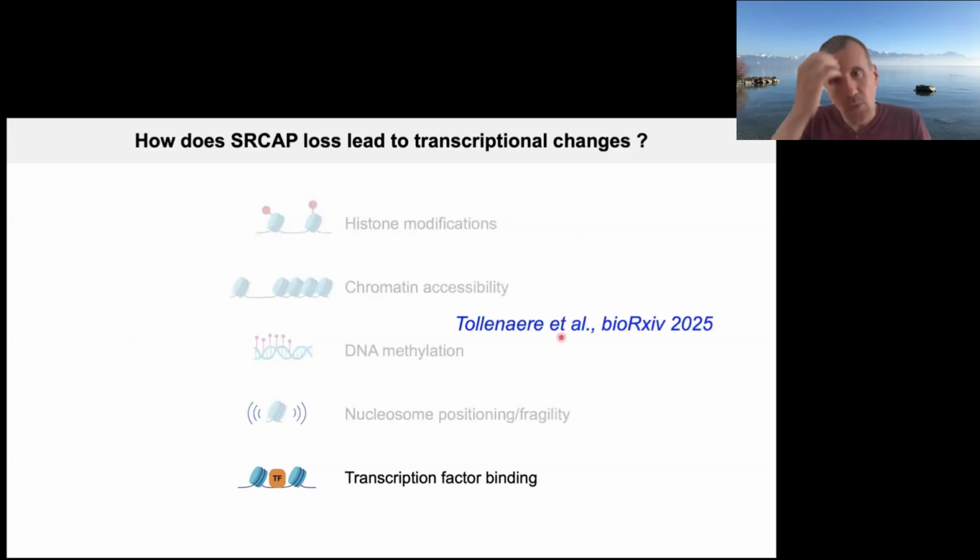I will not talk too much about this in detail, so you can find more details in the preprint that we published this year. But now I would like to spend the rest of the talk discussing changes in transcription factor binding that we observed.